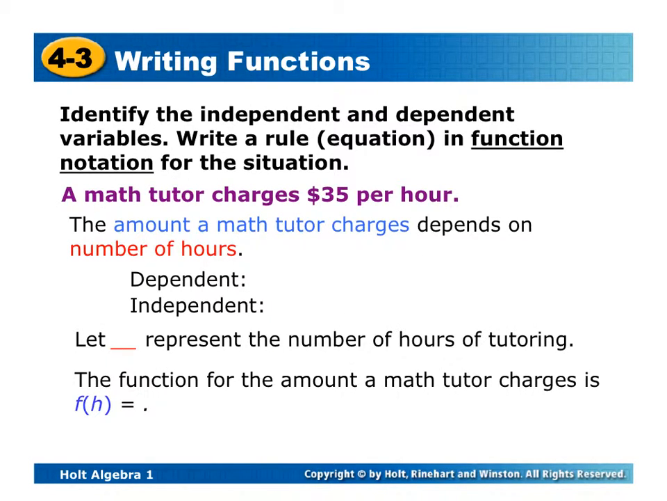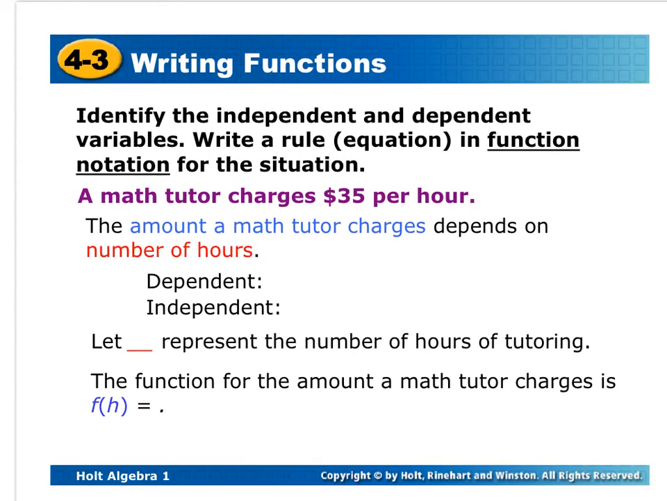Now we'll look at how this relates to writing function rules. So what we're going to do is identify the independent and dependent variables, but then we're going to use that information to actually write a function rule or equation. So here a math tutor charges $35 per hour. So the amount a math tutor charges depends on the number of hours. So your dependent variable is going to be the amount charged.